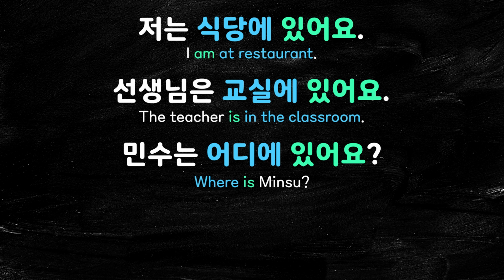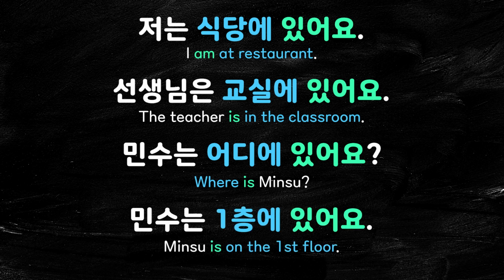민수는 어디에 있어요? Where is 민수? 민수는 1층에 있어요. 민수 is on the first floor. So as you can see, the sentence subject and the name of the place can change, but the structure of 에 있어요 is always the same. And we can also form questions by using 어디 in front of 에 있어요.